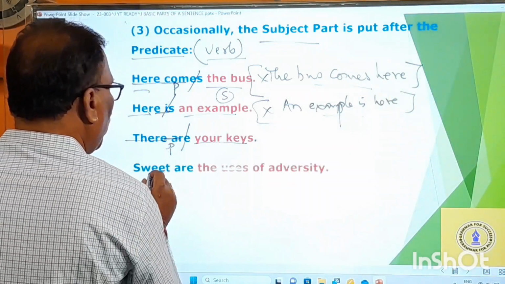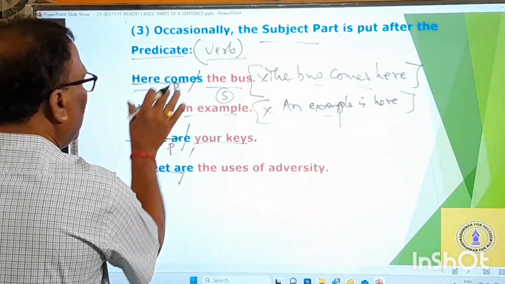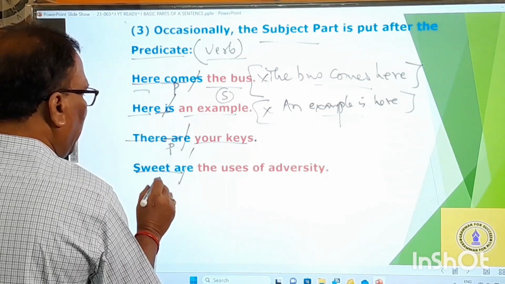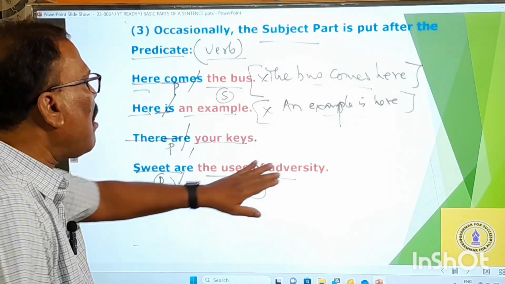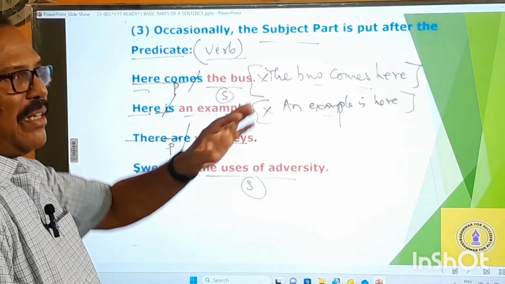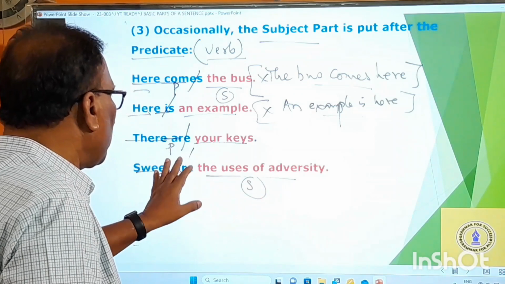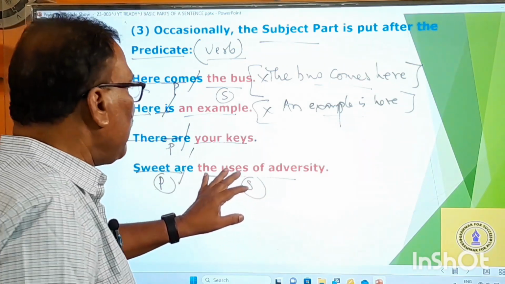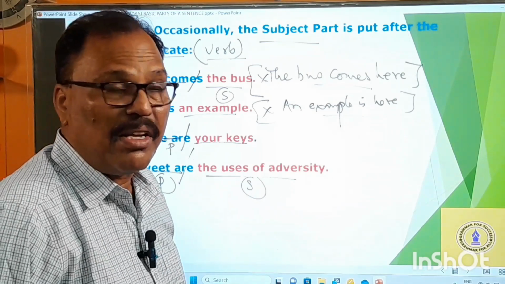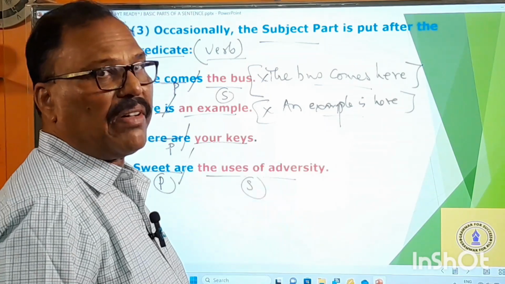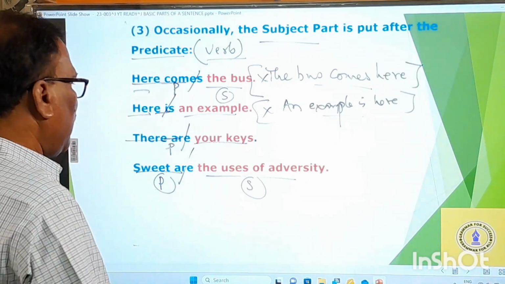And here you see, sweet are the uses of adversity. Here, the blue colored part is the predicate part. The remaining is the subject part. The uses of adversity are sweet. The sentence is supposed to be like this, but it doesn't look nice. Now the sentence is looking so sweet: sweet are the uses of adversity.